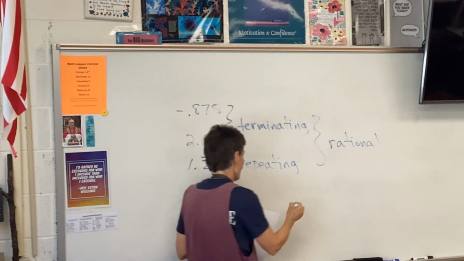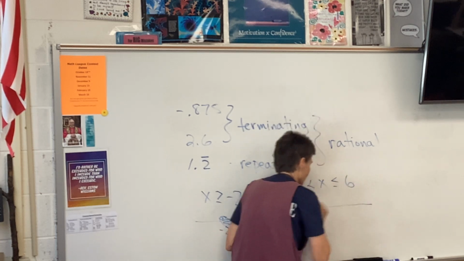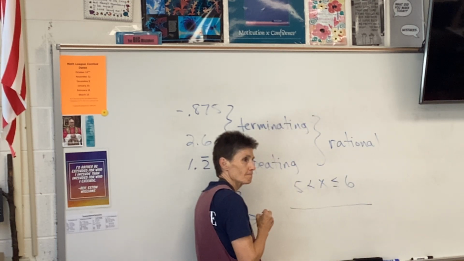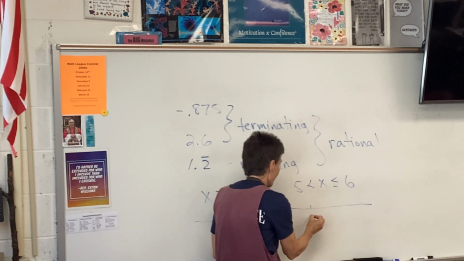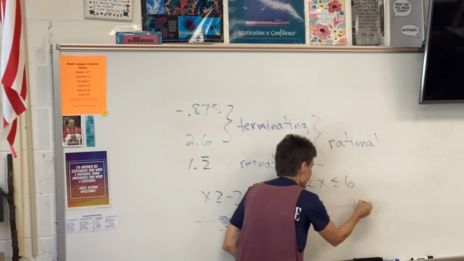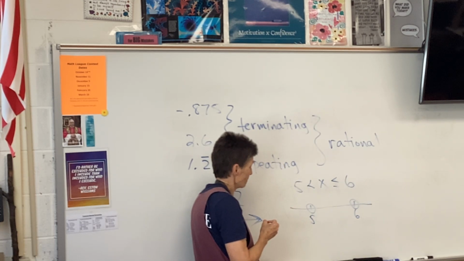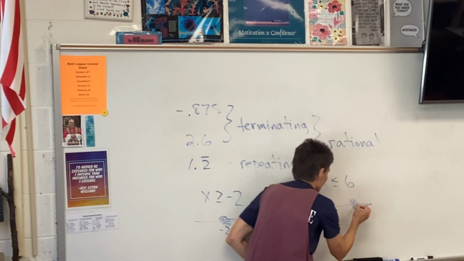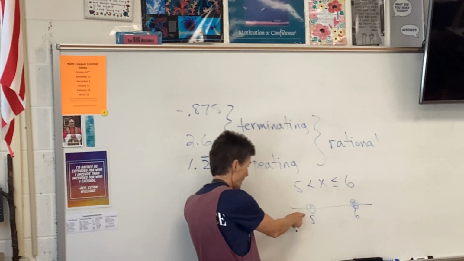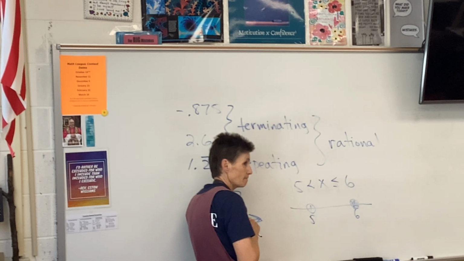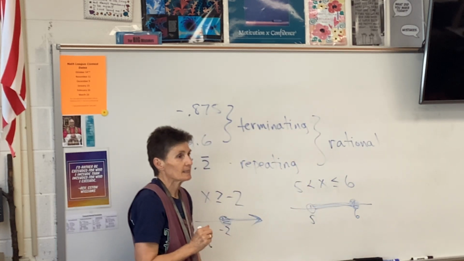All right, how about the next one? What does this look like on the number line? We're going to have two dots. We're going to have a dot at 5 and a dot at 6. Closed dot at 6 because of that, right? Open dot at 5. And they connect in the middle. We're shading in the middle.